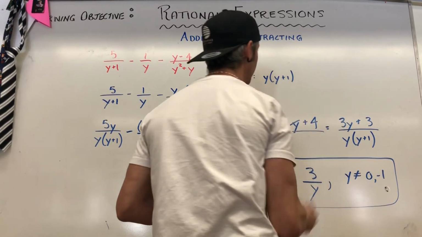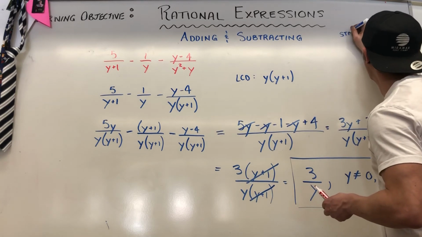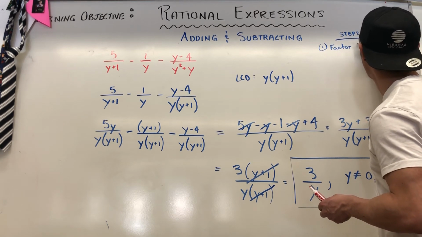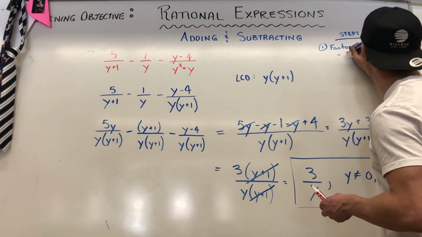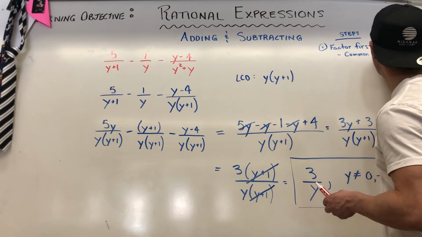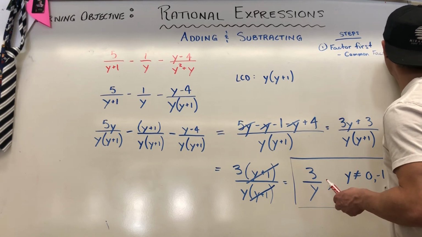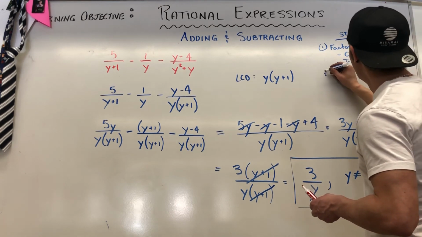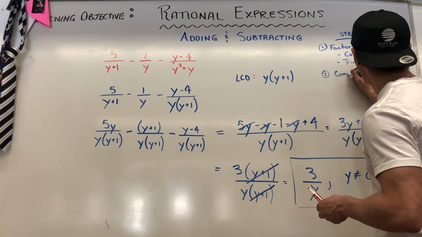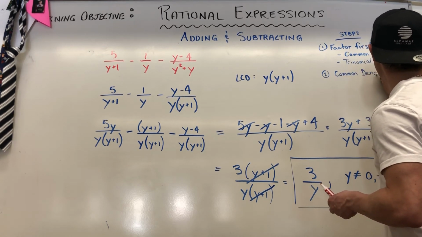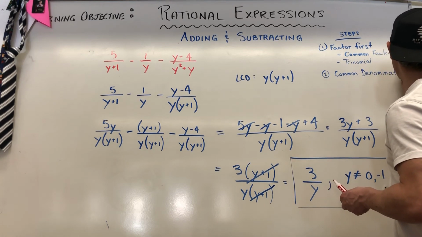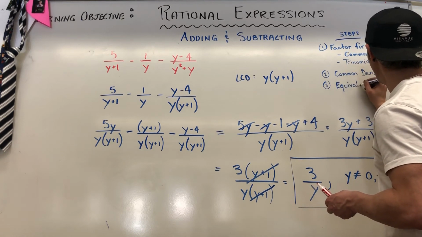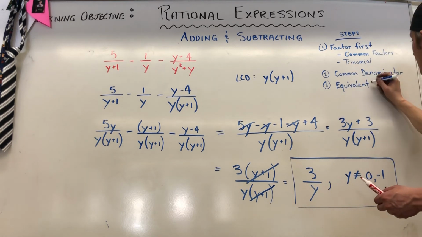Okay? So the steps here are, you want to factor everything first when you're starting. And you use common factors or trinomial factoring if you can. And then you're going to find the common denominator and make all your expressions equivalent to that being over that common denominator. You do the equivalent fractions, convert all of your expressions into expressions with the same denominator.